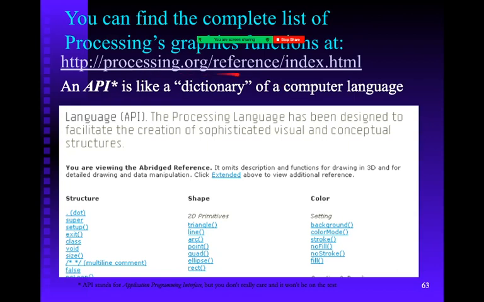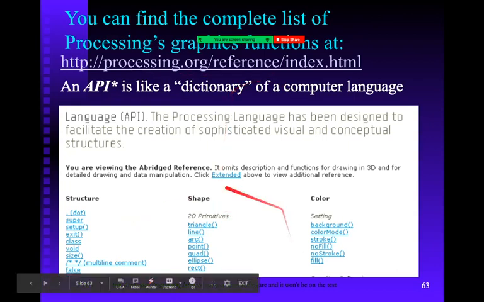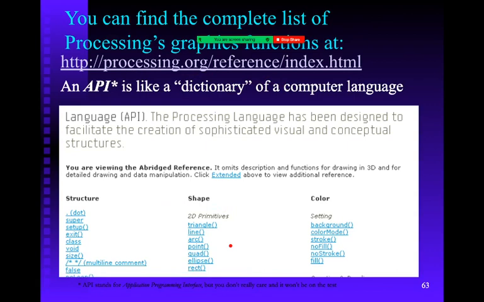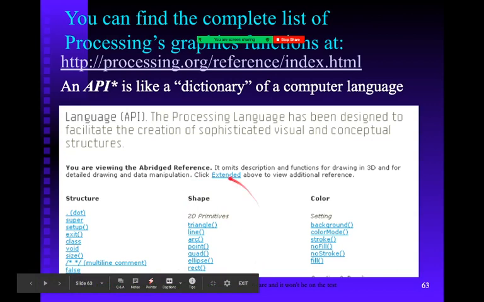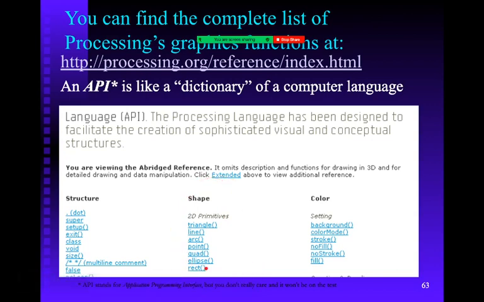So processing.org/reference, right? This website's super handy. It lists out all the awesome functions that Processing offers us. And for now, we'll stay in the shapes or 2D primitives features, right? That controls drawings, color, stroke, all those fancy things, colors, shapes.